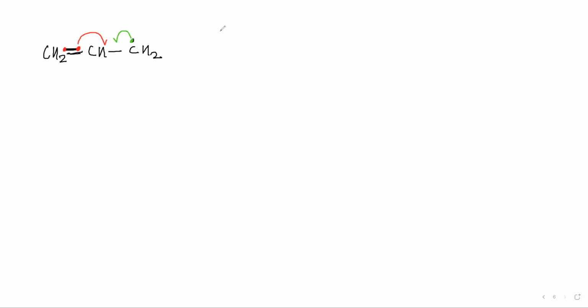Now what will happen next? This red one will transfer to the carbon. Now I can make the next resonating structure, and it will look like CH2 single bond CH double bond CH2. The new double bond which has been formed is formed by the red and the green electrons, and one of the red electrons is now a free radical on this carbon. Okay.